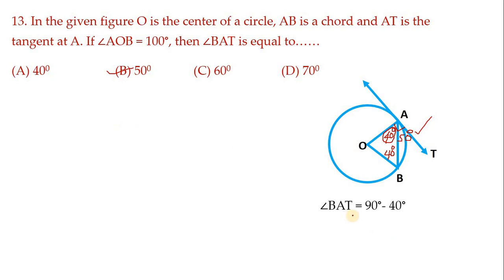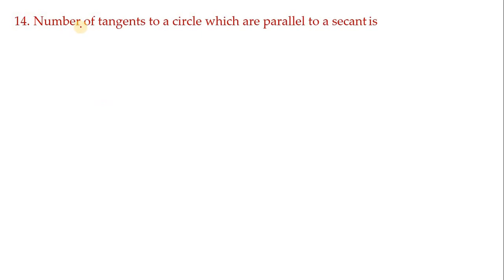So to make it very clear, I have written here BAT. So BAT we have got 90 degrees. To find BAT, 90 degrees we have to subtract 40 degrees. So we get 50 degrees. Hence the correct option is 50. So move on to the next one, children.